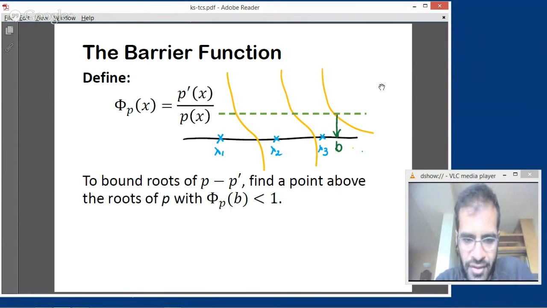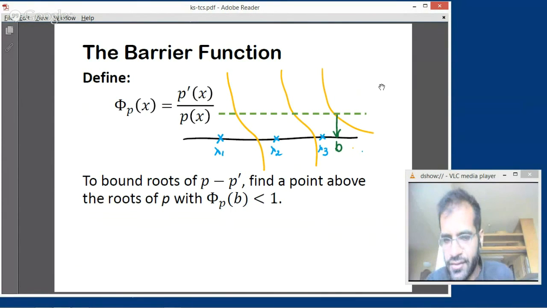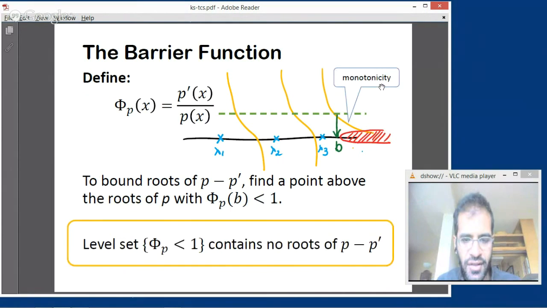Okay. So suppose I have p, and I can find a number b that's bigger than all the roots of p, that's above the spectrum of p, such that the barrier function at b, this rational function at b, is strictly less than 1. Suppose I can find such a point. Then this point is an upper bound on the roots of p minus p prime. The reason is simple. Above the roots of p, this barrier function is strictly decreasing. So if I find one point where it's strictly less than 1, then it will remain less than 1 forever. In particular, this level set, where the barrier function is strictly less than 1, contains no roots of p minus p prime.